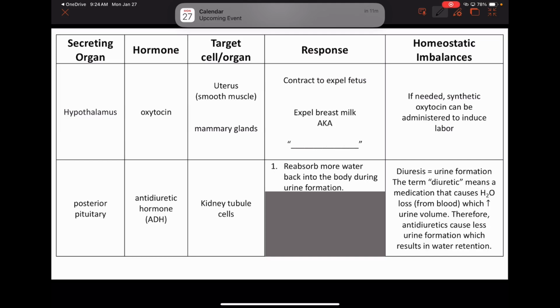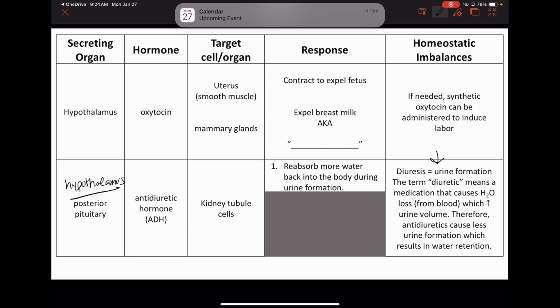All right, so I'll just talk about this real quick and then we'll continue in lab. But the posterior pituitary here also, and again, you want to include both hypothalamus and posterior pituitary. They're both working together. It's going to release antidiuretic hormone. The antidiuretic hormone is going to target our kidney tubule cells, the ones that are making urine. Okay, because with antidiuretic hormone, if you look at the notes over here, diuresis is urine formation. And so an antidiuretic is going to stop urine formation.